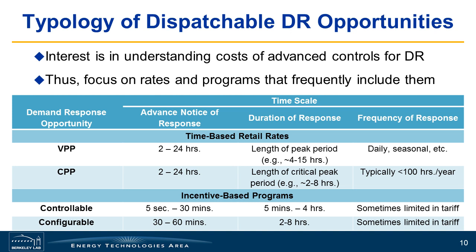And these are basically categorized by the advanced notice of a dispatchable event signal, the maximum duration of an event, and the frequency of those dispatchable events. So those details provided here are pretty typical of the parameters that we've defined within this slide. This would be a pretty typical parameter for programs within the U.S.